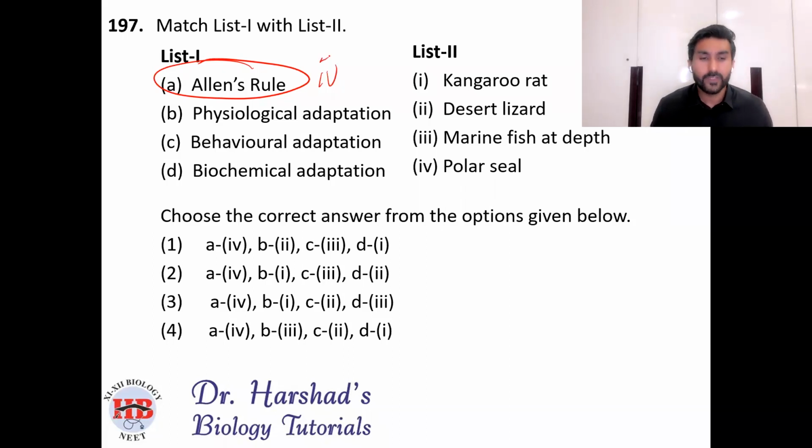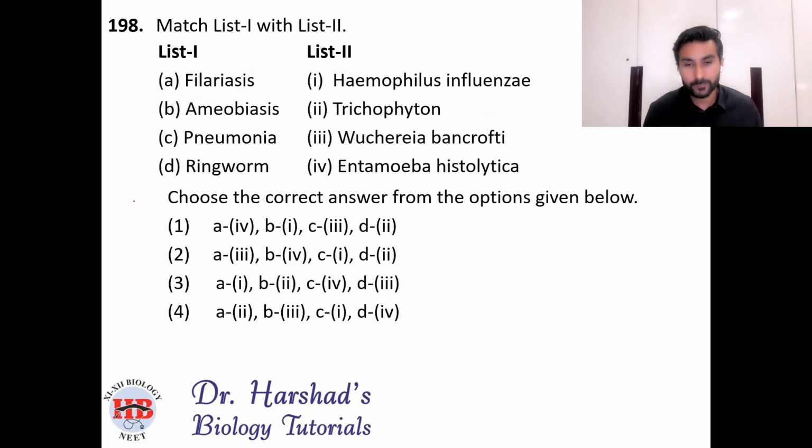Physiological adaptation, you have the example of kangaroo rat showing oxidation, that is B1. Behavioral adaptation, they have given you example of desert lizard showing basking and other properties, so C would be 2. Under biochemical adaptation, they have talked about special enzymes found in marine fish which help them to survive in greater depths, so D would be 3. So A4, B1, C2 and D3, that is option number 3 which matches in this question.